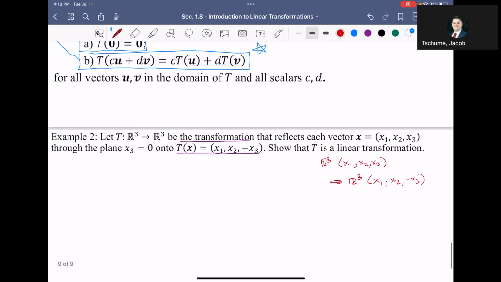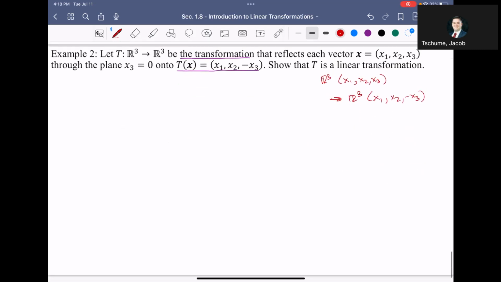I'll scroll up really quick. Part A says that you want to show that T of the 0 vector is equal to the 0 vector. So since T of x is defined as x1, x2, negative x3, what should happen is that if you let 0 get plugged into here, it should become the 0 vector.